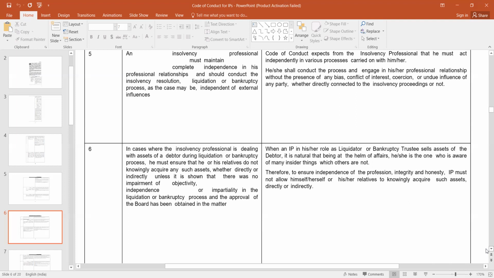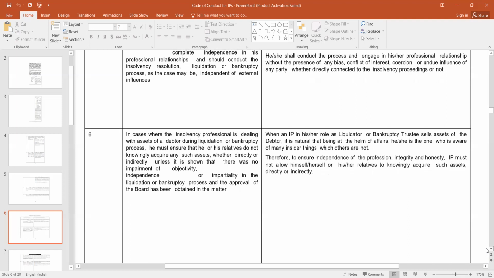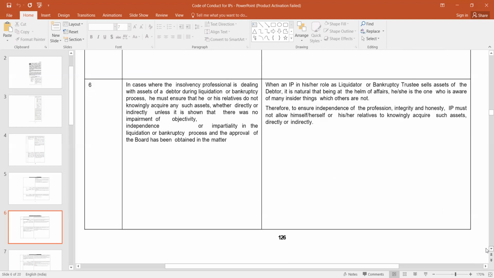So where an IP in his role as liquidator or bankruptcy trustee sells assets of the debtor, it is natural that being at the helm of affairs, he is the one who is aware of any insider things which others are not. Therefore, an IP must not allow himself or herself to knowingly acquire such assets directly or indirectly. He should try to abstain if possible. That is the point.